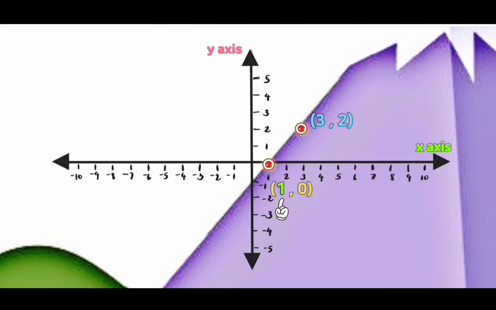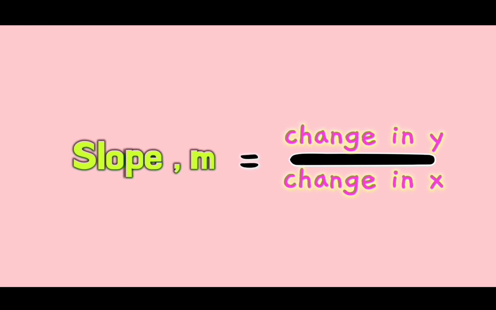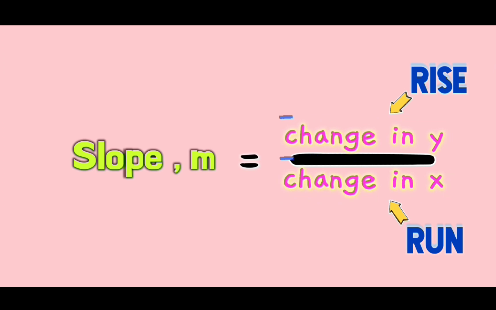One point has the x-coordinate 1 and the y-coordinate 0, while the other has an x-coordinate of 3 and a y-coordinate of 2. To figure out the slope, we want to find out how the positions change exactly. The slope, or m, is equal to the amount of change in the y-coordinates divided by the amount of change in the x-coordinates. Some people call that rise over run.